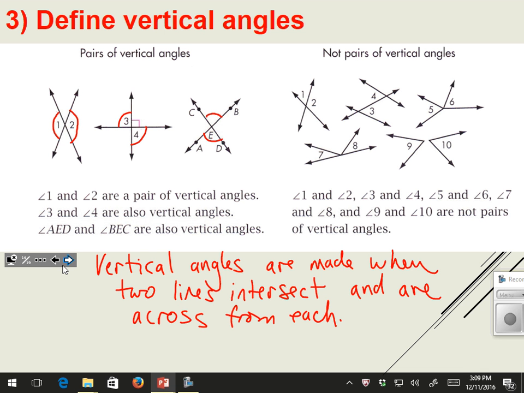So with my blue ink, I'm going to illustrate that. Again, this angle is vertical with that angle. 3 and 4 are across from each other when those two lines cross. Likewise for angle AED and angle BEC.